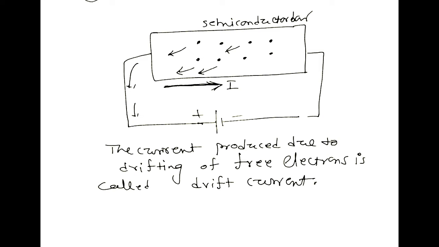The current direction is always opposite to the direction of drifting electrons, as shown in the figure. This is called a drift current, in a semiconductor or conductor. This drift current is mainly because of the applied voltage.